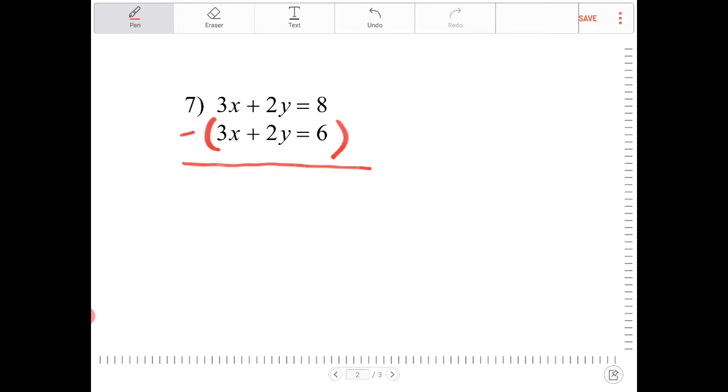So I'm going to do 3x minus 3x, so that will be 0. And then I have 2y minus 2y, so that will be plus 0 again. And then 8 minus positive 6, which is going to be 2. Does 0 actually equal 2? Of course not. 0 does not equal 2. So what does this mean? This means that there's no solution.